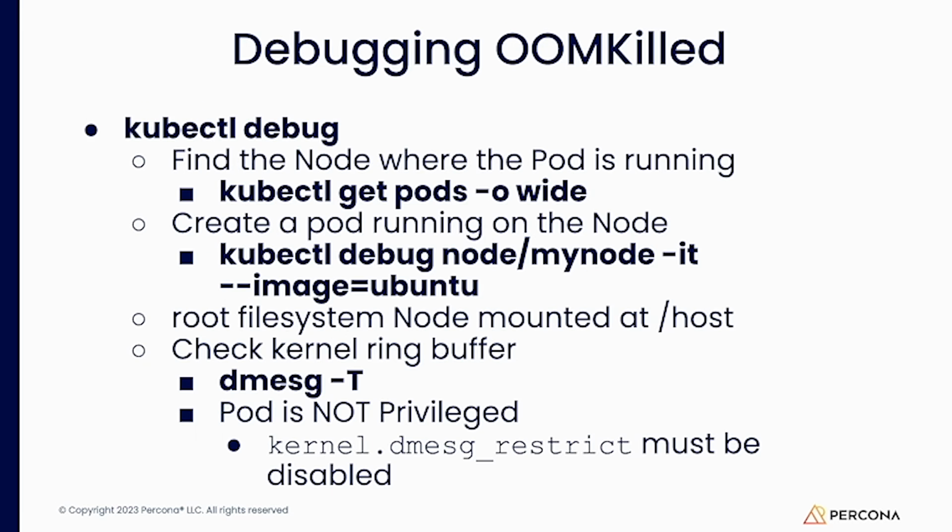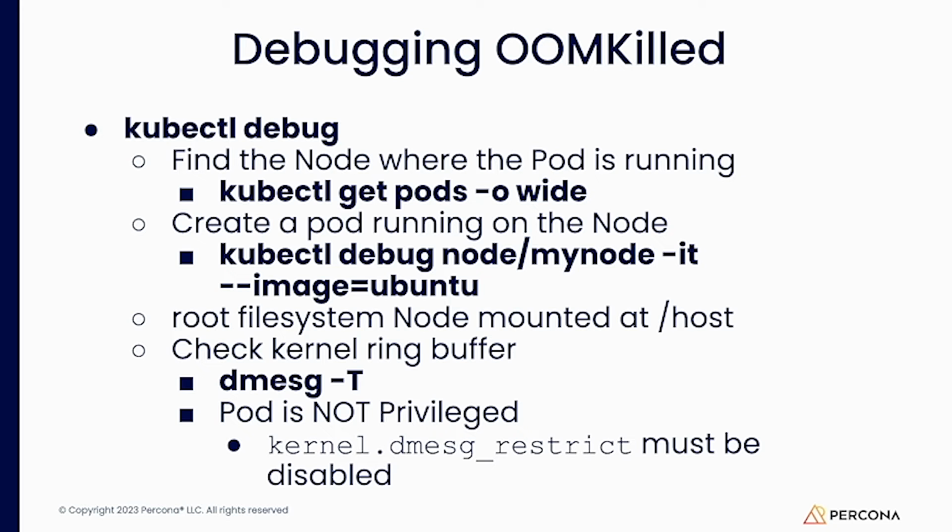So there is another option, which is using the kubectl debug command, which creates an interactive shell on the underlying worker node, right? To run kubectl debug, you need to find the node where the pod is running. You execute kubectl get pods -o wide, and you will get the pod name and the worker node name. And on that particular worker node, you create an interactive shell with the kubectl debug command.